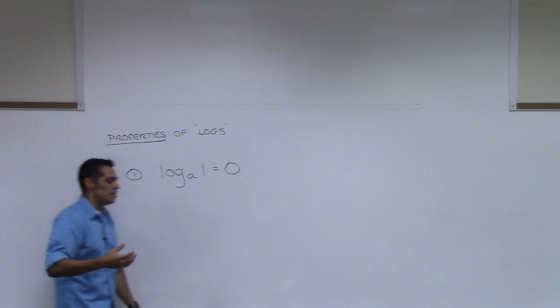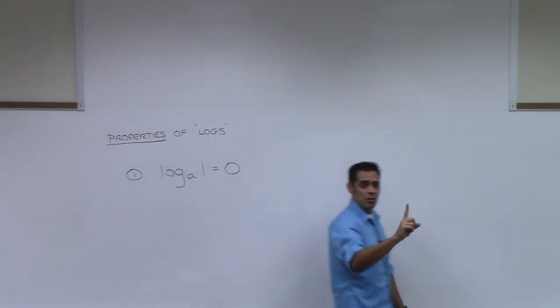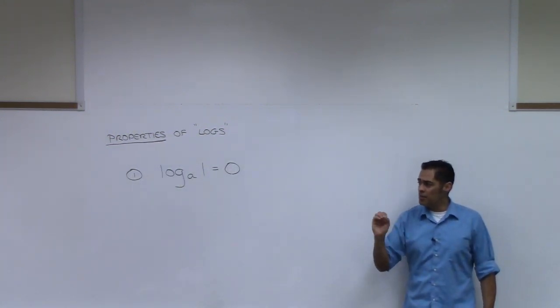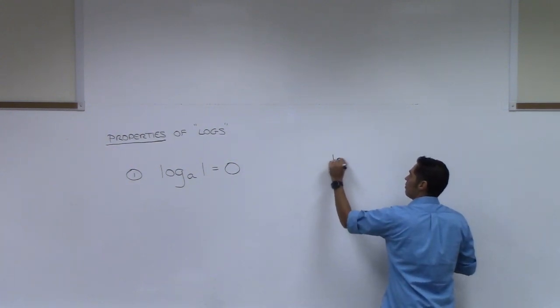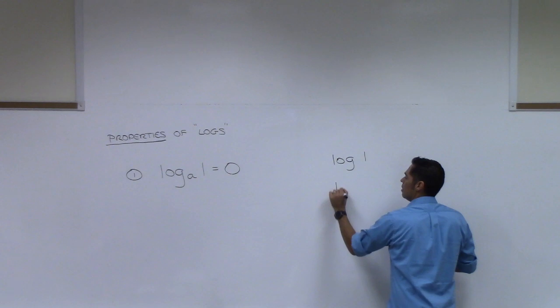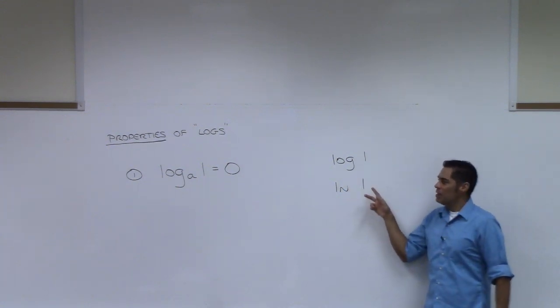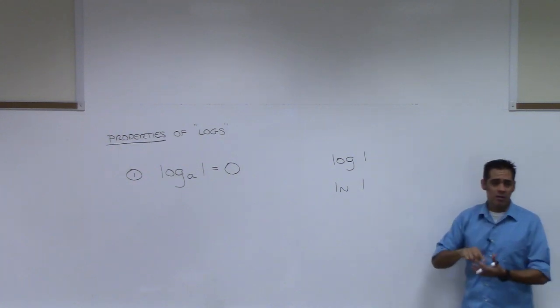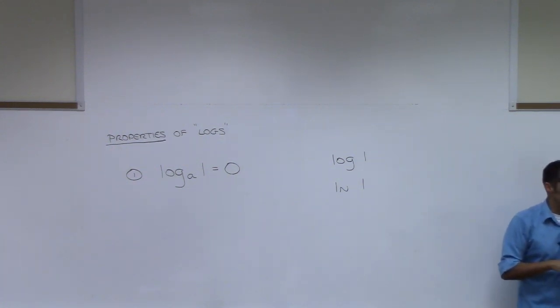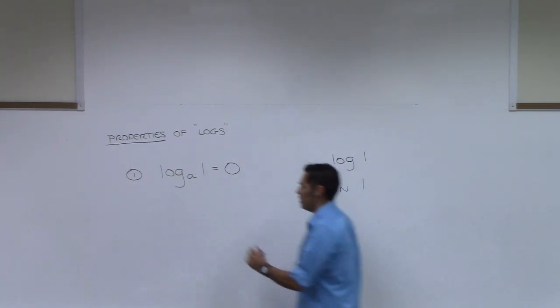Another way of saying this is if you plug 1 into a log function, you're going to get 0. So on your calculators, you can try this yourself. Remember, your calculator had 2 keys. Remember, it only had 2? So if you try log 1 or natural log of 1 on your calculator, it should spit back 0. All right? Okay, that's the first property.